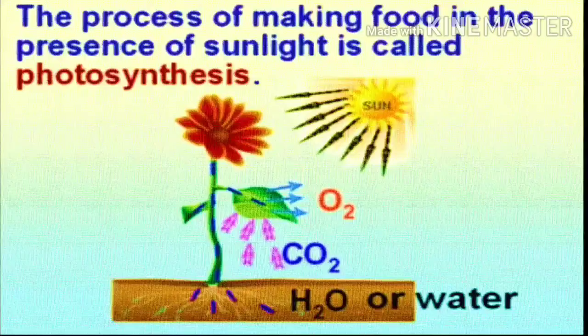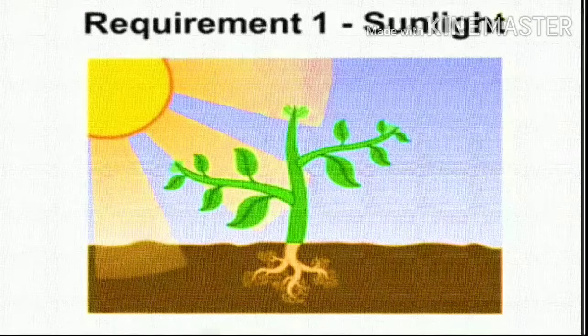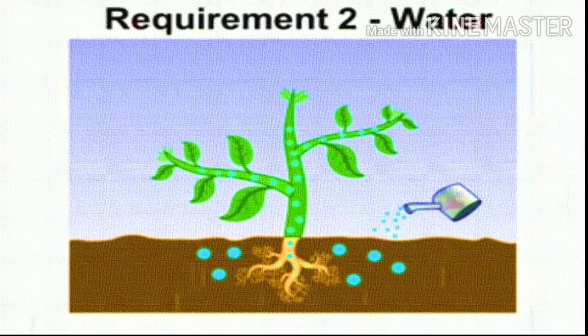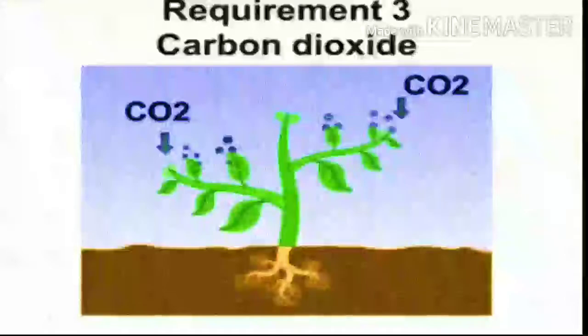So let's see in detail how plants prepare their food. It requires number 1, sunlight, number 2, water, and number 3, carbon dioxide.